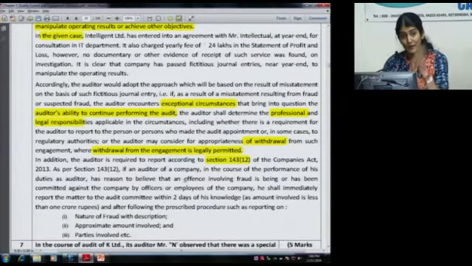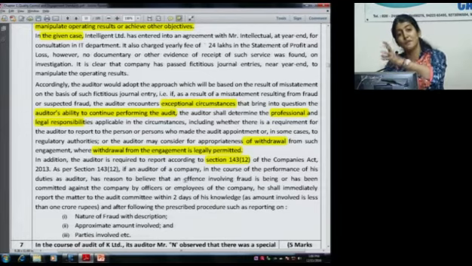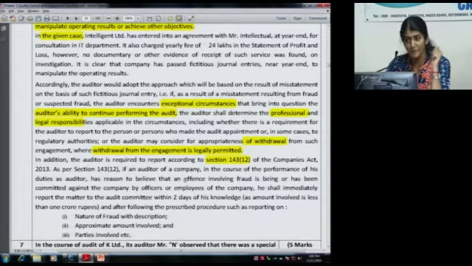So in that, 143.12 has 2 parts, no? If it is less than 1 crore, then you only need to report it to the audit committee, and it is to be disclosed in the board's report. And if it is 1 crore or above, then audit committee, and further you have to also send a report to the CG. That we'll see in company audit.